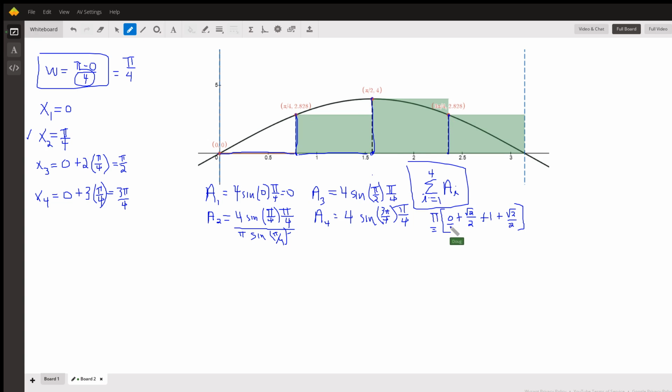So the sine of 0 is 0. The sine of pi over 4 is the square root of 2 over 2. Sine of pi over 2 is 1. And finally, radical 2 over 2 again for the sine of 3 pi over 4. So the final answer in exact form is pi times square root of 2 over 2 plus itself, which is just the square root of 2, and we got this 1. So it's 1 plus the square root of 2, that quantity, multiplied by pi. Okay, and of course you could get an approximate value for that, but this is your exact answer.